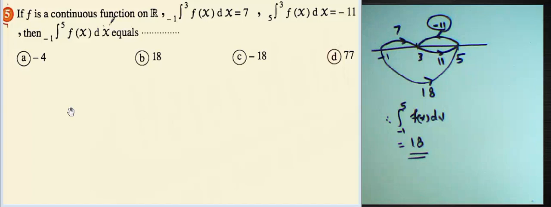Choose letter B. Okay, understood? The integration will be what? Equal to 18. Letter B.